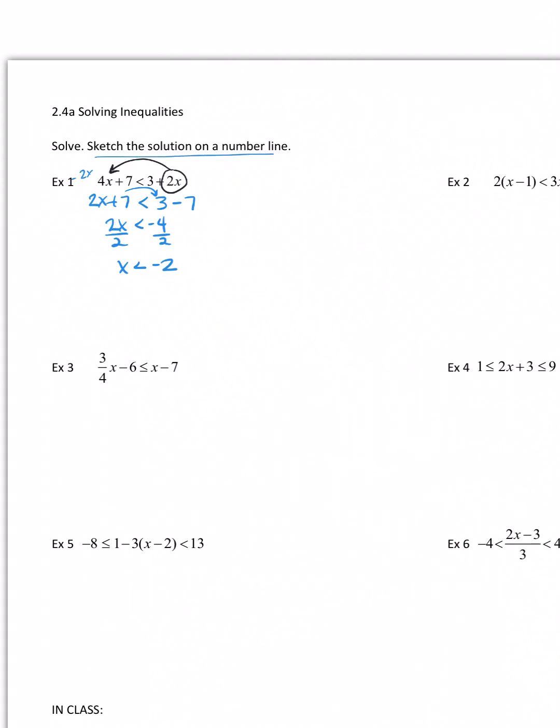It says sketch the solution on a number line. So what would I do? I would put negative 2. It's an open circle because it's just a less than. It's not an or equals to. And I would shade like this. And it would be good practice for you to begin writing these in interval notation because that's coming. And make sure you put parentheses on both ends because it's not a closed circle. Let's try another one.